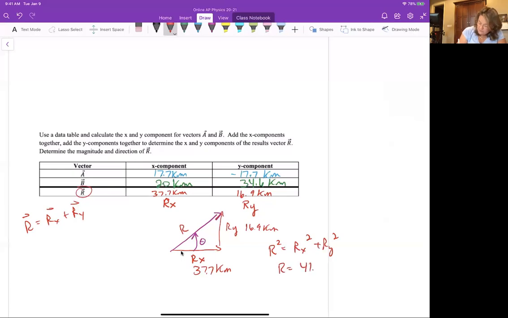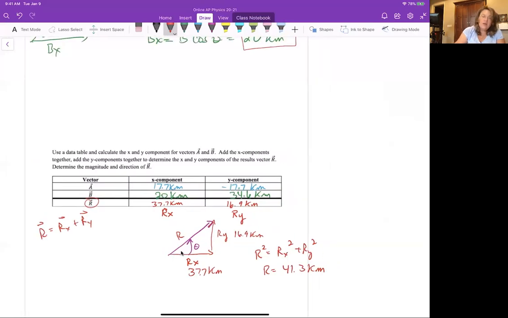41.3 is what I got. Kilometers. I'm not done. They asked for the magnitude and direction of the displacement. I have found the magnitude. I now need to find theta. So I would use maybe the tangent of theta is equal to the opposite over adjacent.